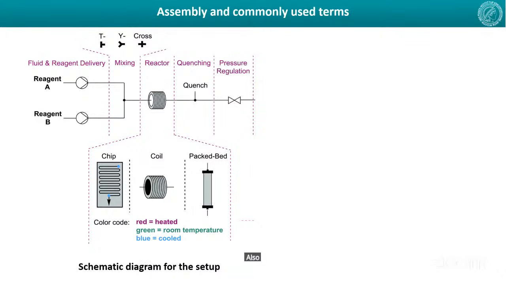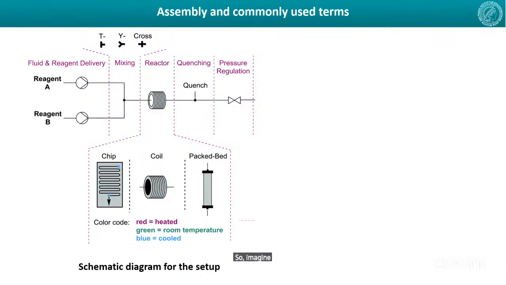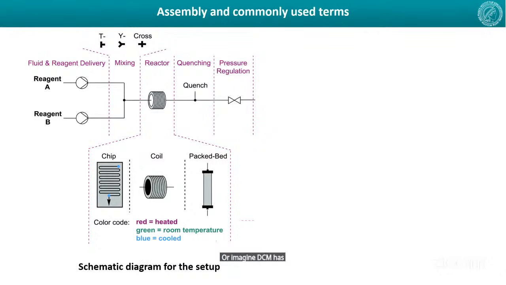Also, just to regulate the pressure, if we use some kind of valve, it will regulate the pressure. So imagine your starting material or reactant has a very low boiling point. Imagine DCM has a boiling point of 38 or 39. If you want to heat the DCM at 80 degrees Celsius, is it possible? Because everything will get evaporated.